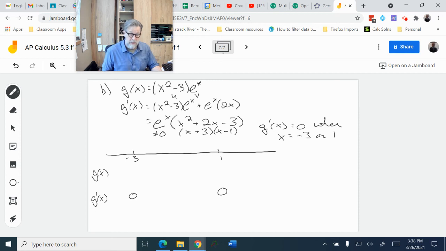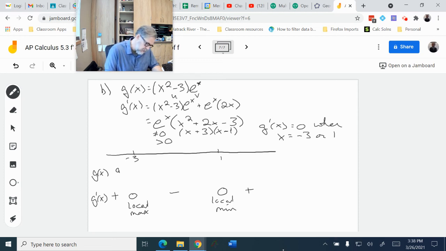Now, you might be thinking, okay, a little trickier on the positives or negatives, but I also know that e to the x is always greater than 0, which means that it does not affect the sign of the derivative, which means that the derivative will be positive when the quadratic is positive, and it will be negative when the quadratic is negative. So what I now know is that there is a local maximum right here at negative 3 and a local minimum right here at positive 1.